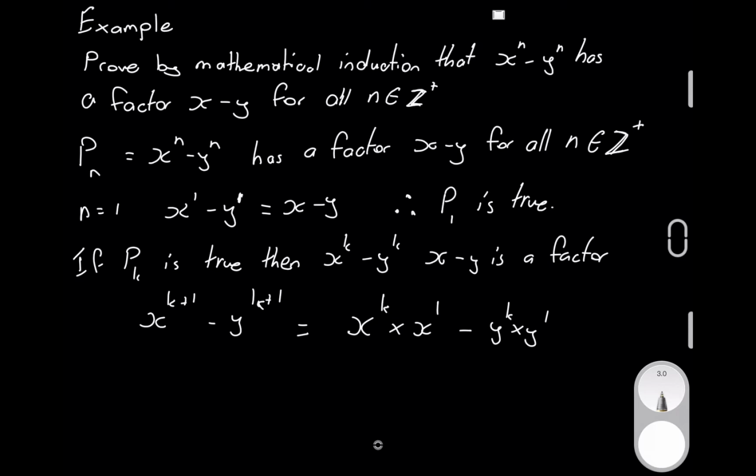We could go it being equal to x multiplied by x to the power of k minus y to the power of k, plus, let's do the plus over there, x times y to the power of k take y times y to the power of k.